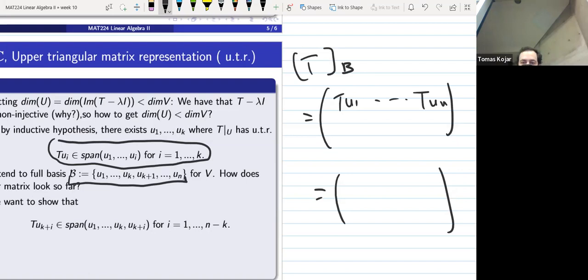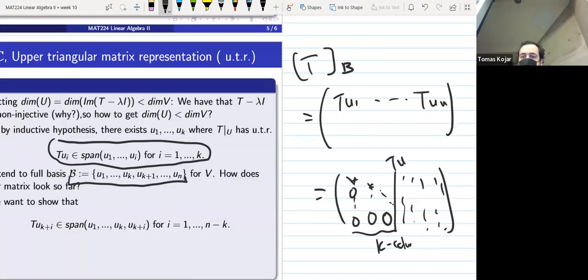Perfect. So you have TU1, then stuff, 0, stuff, 0 up to K columns. And then the stuff are the TUK, T(K+1) to TUN. Okay, that's all you know so far, but you want to get the full thing. So let's do that.